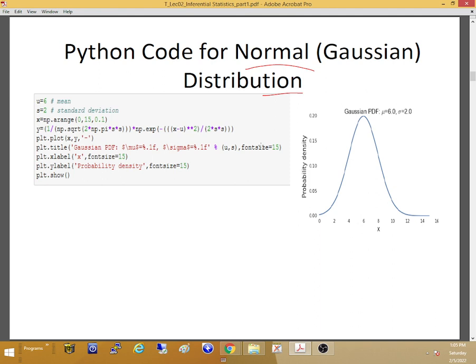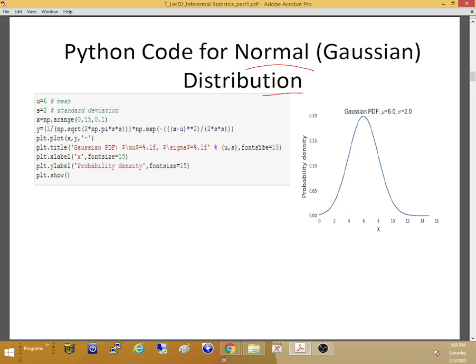So we will find the Gaussian distribution normal curve if we just define the mean and standard deviation. Here we can see that this is the mean, the center, and other values are just around the center. So this is the Python code for normal distribution.